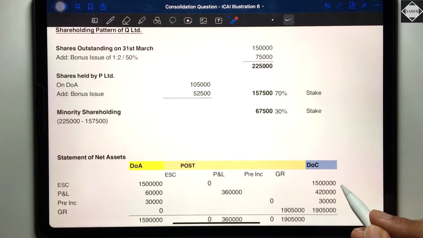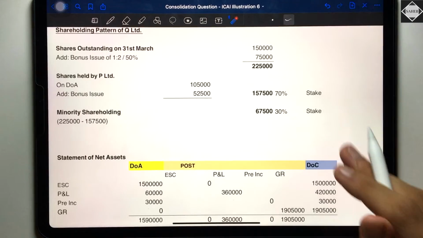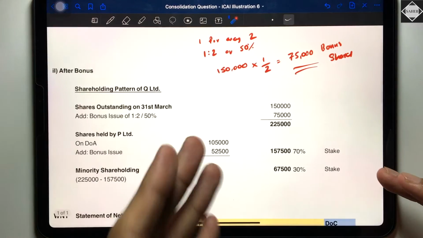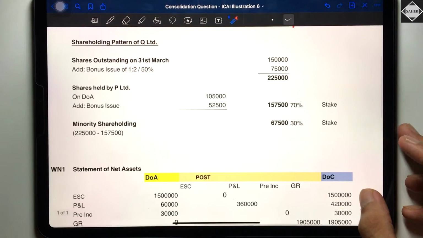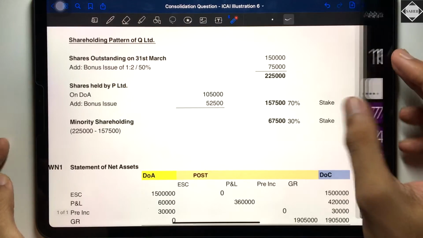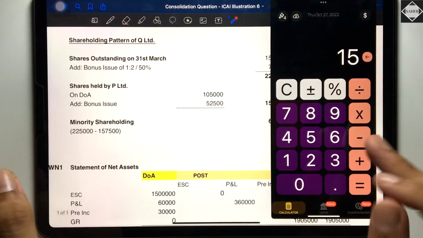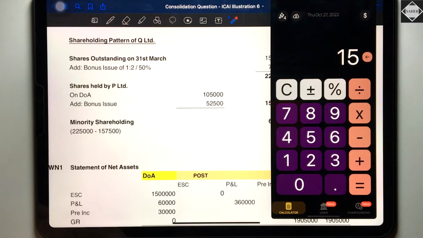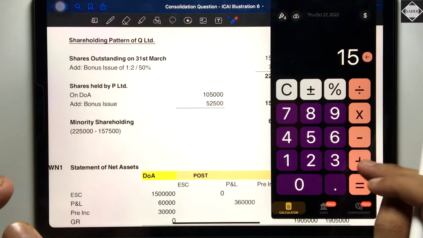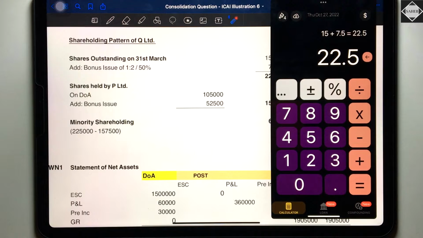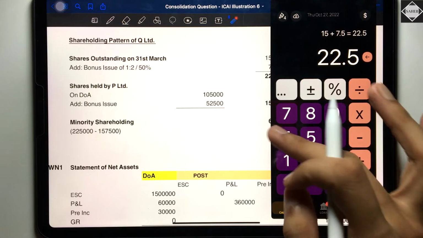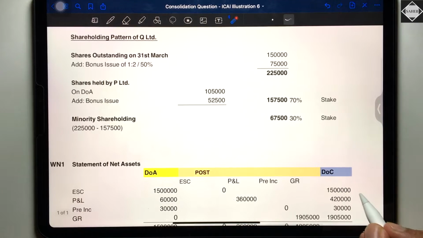And on date of consolidation, 15 lakh capital. Now understand, you will be confused over here. Sir, why 15 lakh capital? This is case B, sir. This is case 2. Here bonus has happened. We have to do the bonus adjustment. Why are you not taking 22 lakh 50,000 over here? Because 15 lakh is the capital that was there since date of acquisition, plus the bonus capital 7.5 lakhs. So that's equal to 22 lakh 50,000. So why are you not taking 22 lakh 50,000 over here?